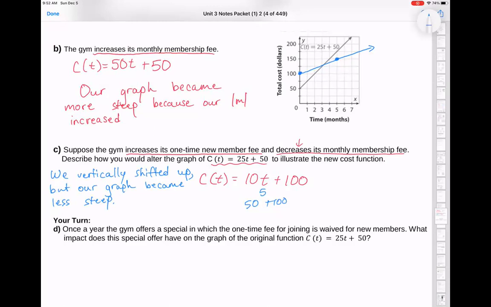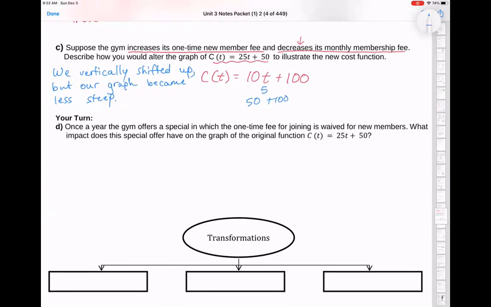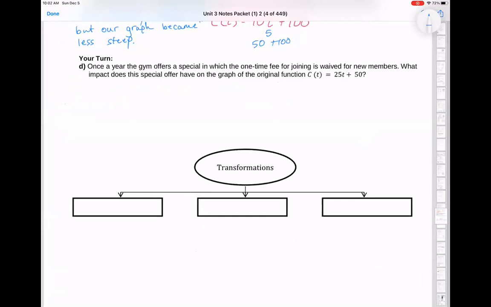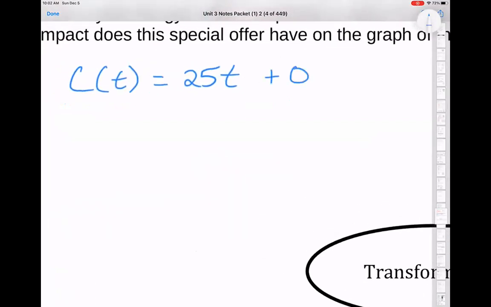So guys, now go ahead, pause the video. If you have any questions, obviously feel free to ask, but go ahead and try the your turn D. So once in a year, if they offer this one-time fee is waived for all new members, what happens to that graph? So for question D, your function that you should have ended up with is C of T is equal to $25 every single month. If you have that, that's fine. That works perfectly. If you added the plus $0 for the fee that was waived, that initial fee, that would also work too, because your B value there is 0. So that should be your answer for question D.